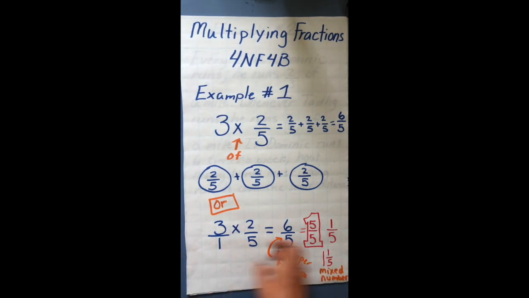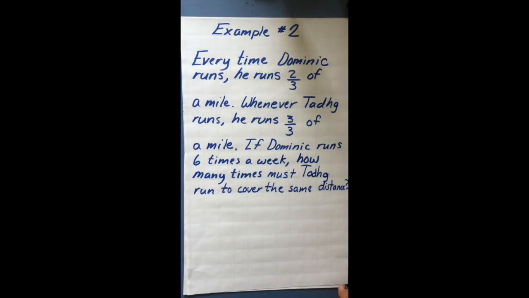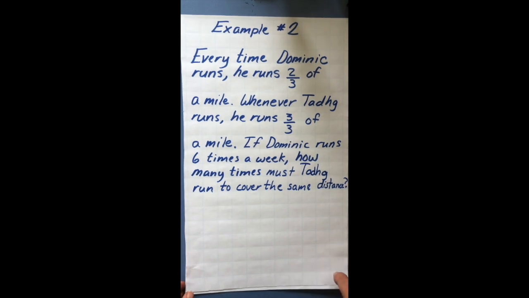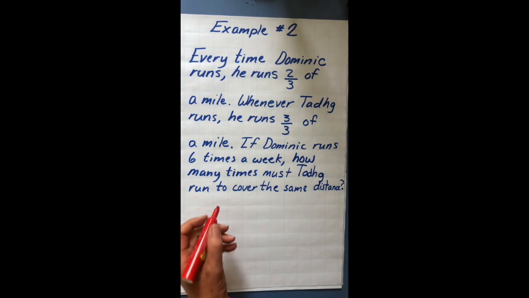All right, let's do another example, and this time let's do a word problem. This looks scary, but I think you'll find it's not that hard. It says, every time Dominic runs, he runs 2/3 of a mile. Whenever Tag runs, he runs 3/3 of a mile. If Dominic runs 6 times a week, how many times must Tag run to cover the same distance?